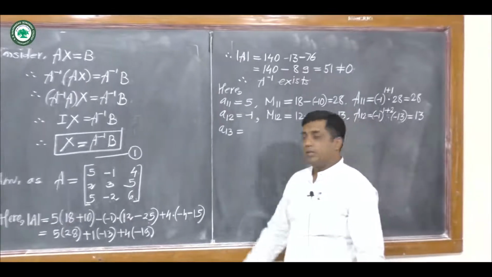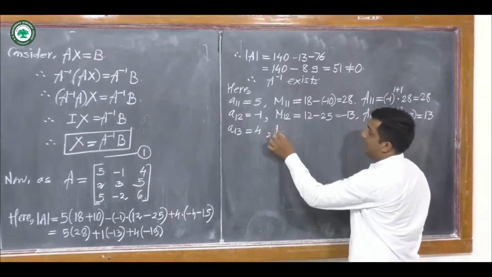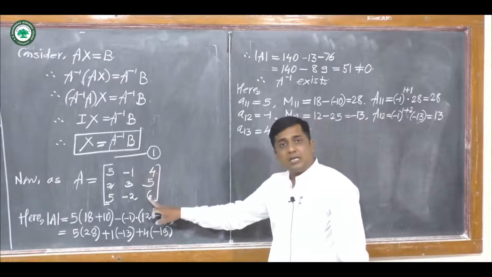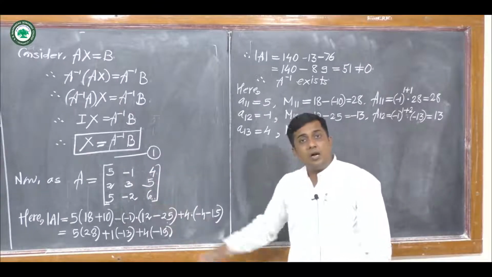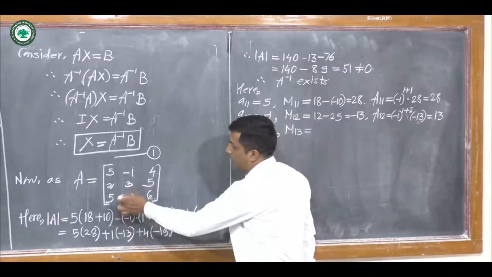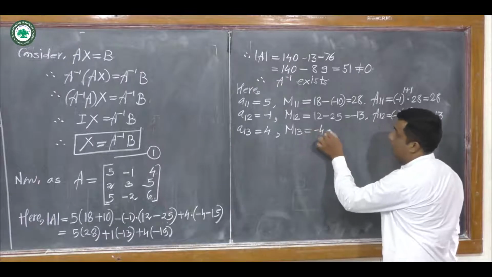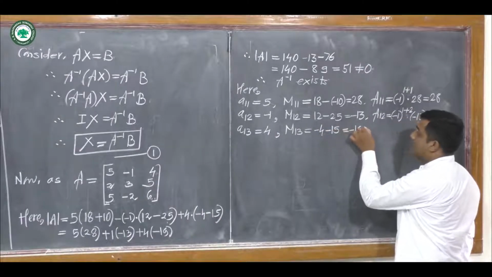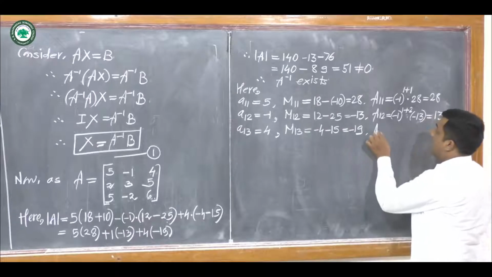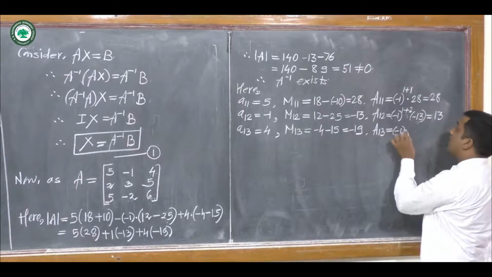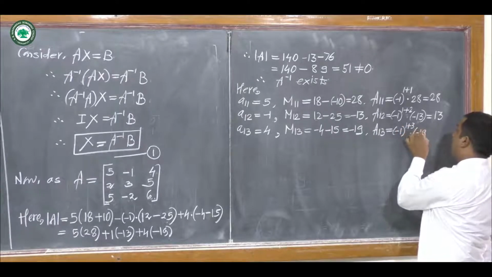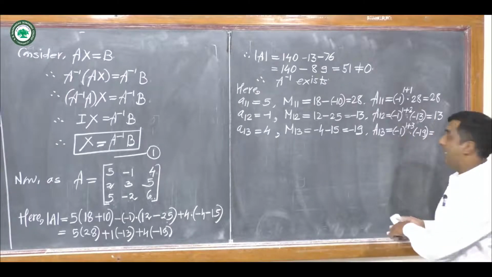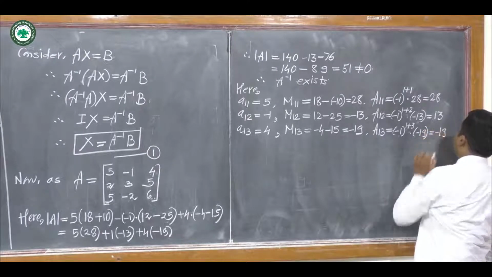Next, A13 is 4. Its minor M13: A13 is in the first row and last column, so we delete the first row and third column and consider the remaining elements for calculation. Here 2 into minus 2 is minus 4 with minus sign, 5 into 3 is 15, and this is equal to minus 19. A13 is minus 1 raised to 1 plus 3 into minus 19. Minus 1 raised to 4 is 1, and 1 into minus 19 is minus 19.